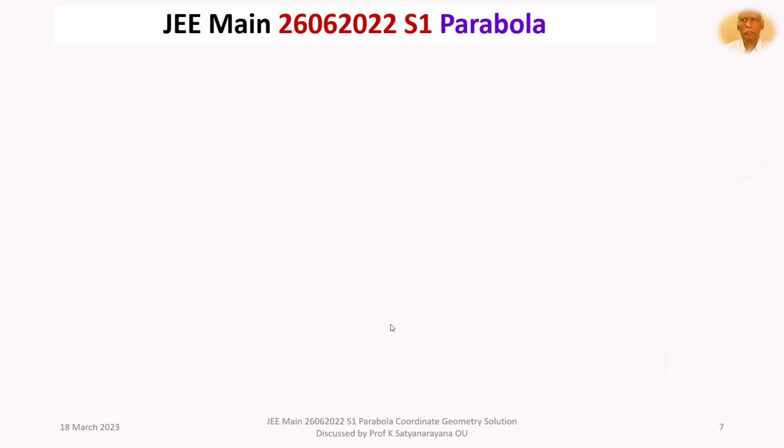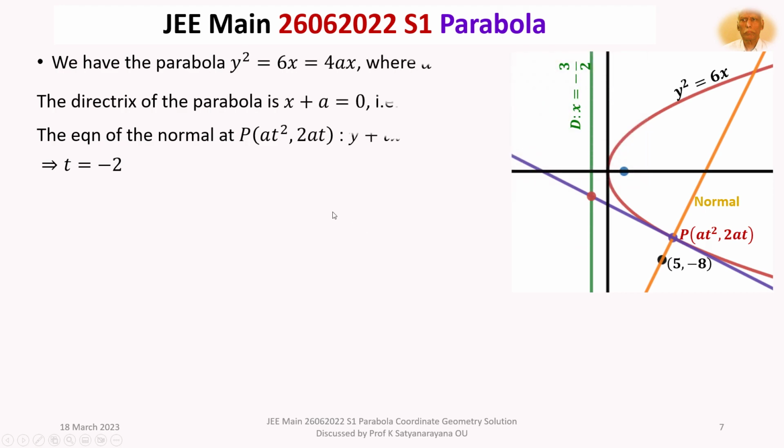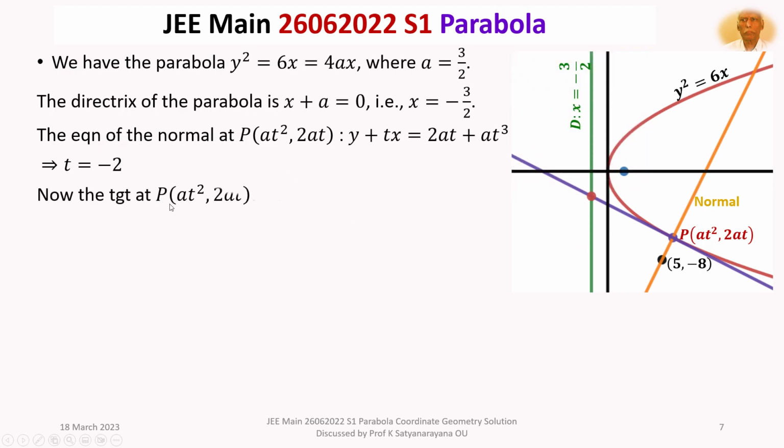Agreed. We continue in the next slide. T is equal to minus 2. Now, we consider the tangent at P. That is at square, 2at. In this, a is known, t is known. And the equation of the tangent at at square, 2at is ty is equal to x plus at square.